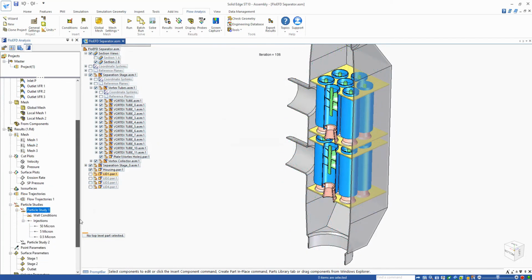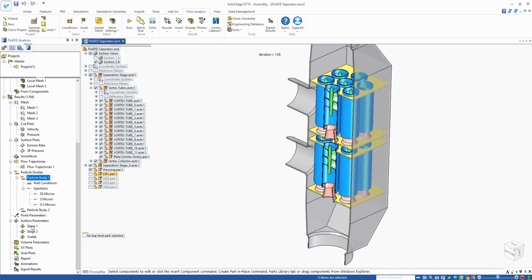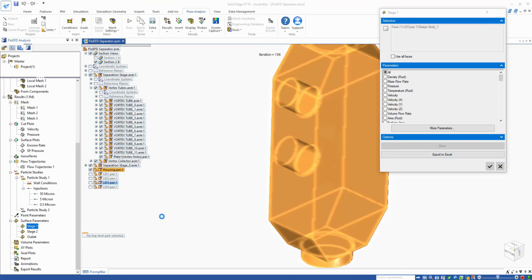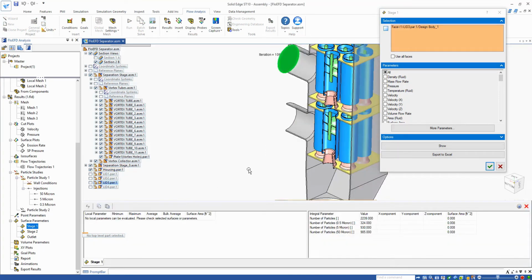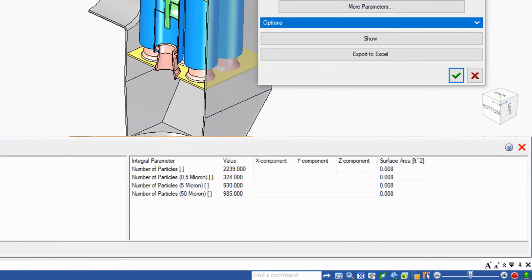So the way to visualize that is to use surface parameters. So if we look at our stage 1 and actually show what that looks like. So in the stage 1 we're removing 50 micron, removing 98.5%, 5 micron 93%, but in the 0.5 micron we're only removing 32.4% of those particles out of 1,000.